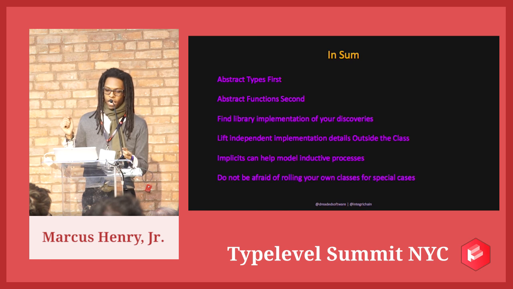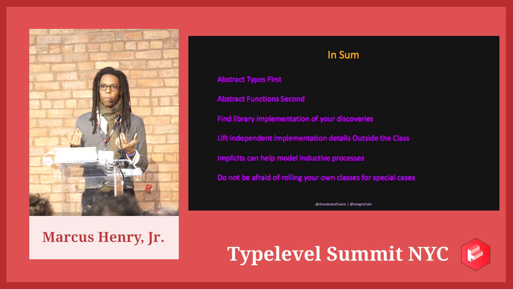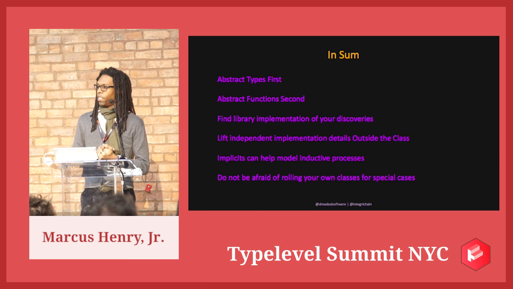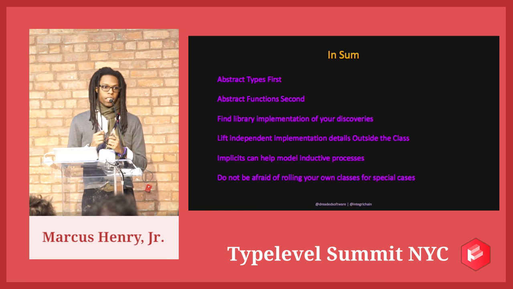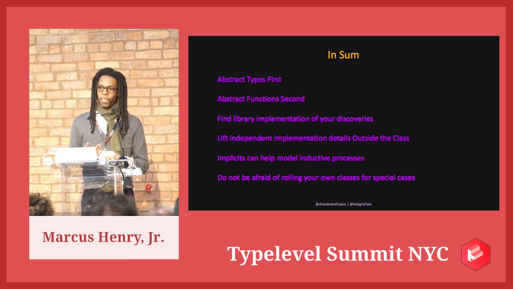So the first thing we did was abstract our types out. That gave us composability. And then we abstracted our functions, very similar functions. We combined them into more abstract versions of those functions, right? Then we found similar things in libraries that we could use, because using libraries is way better than using your own inbuilt stuff, because chances are the libraries are better anyway.